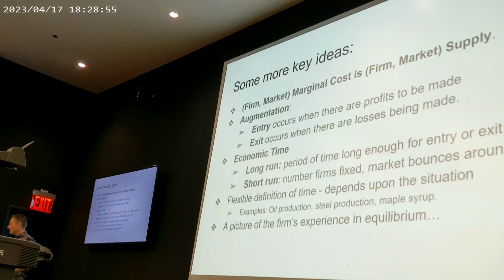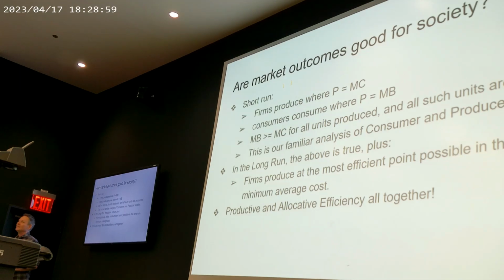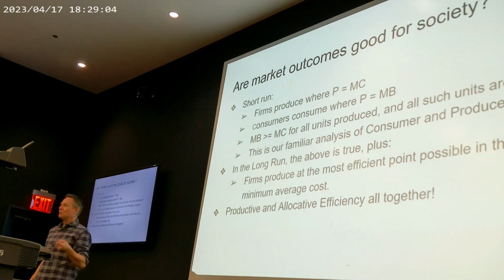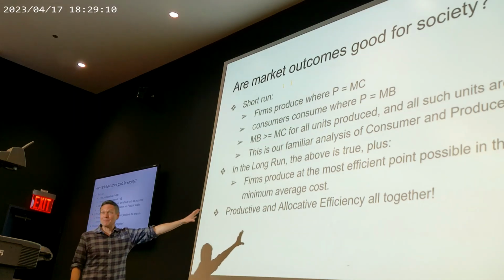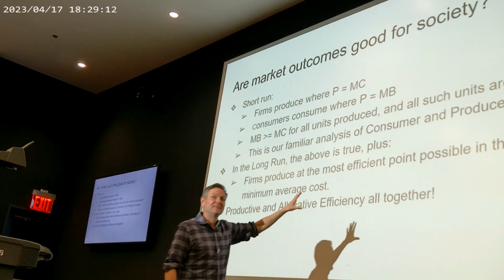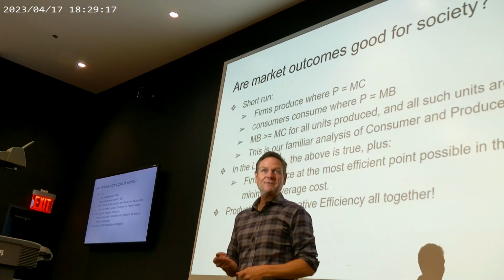Well, if you want to think about it this way, this is an added bonus for society, in that if you're producing something at the minimum cost per unit, you're producing it as efficiently as you possibly can, right? So that's what happens in this long-run equilibrium. Firms are forced to produce at the point where they're most efficient, right?